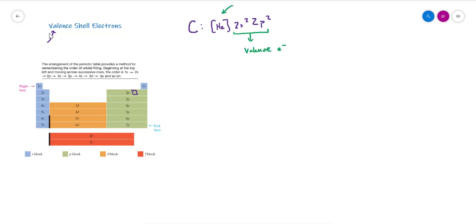Everything inside the helium shell would have n equals 1, so we'd consider these core electrons. And sometimes it's helpful to differentiate the two, because valence electrons are the ones that are furthest from the nucleus.